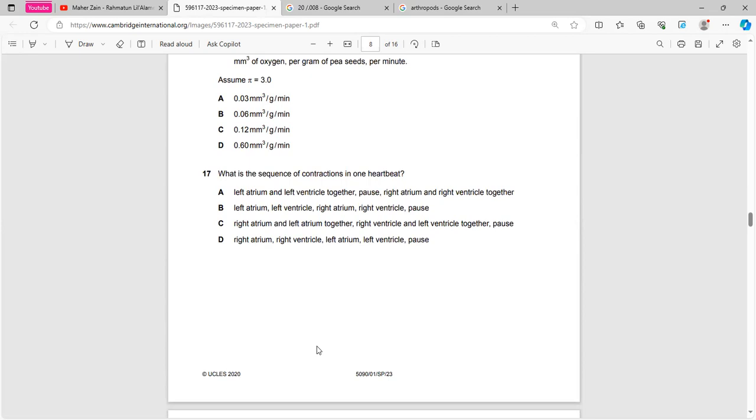Now, what is the sequence of contractions in one heart? I'm sorry, I'm not basically just sharing or encircling all the questions, but I'm doing this to help you get a rapid overview and so to minimize the delay. So in one heartbeat, you need to know that there is first filling of blood and then there is ejection of blood out of the heart. So obviously the right and left atrium first fill up with blood.